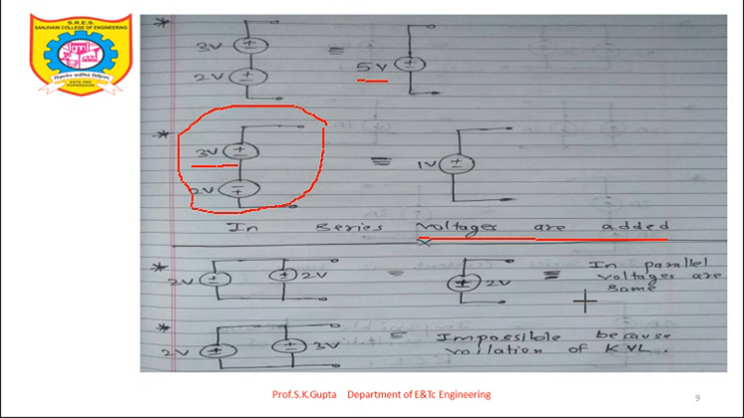Now in parallel, voltages are same. Third case, in parallel voltages are same. So 2 volt in parallel with 2 volt can be replaced by one 2 volt source.